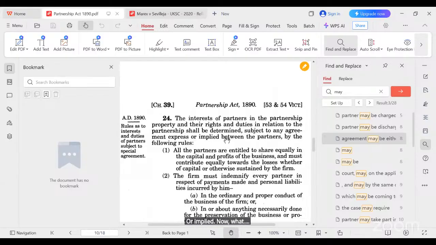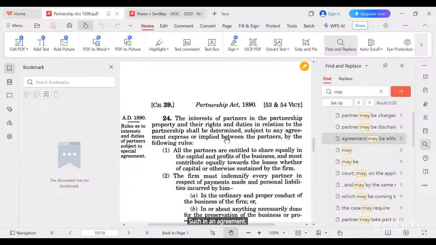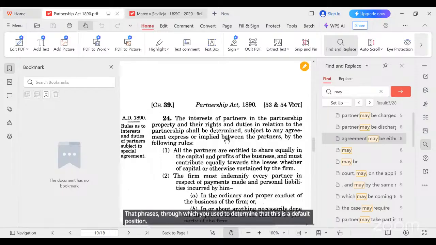Now, what I have not taught you is that now that we understand the nitty-gritty of default provision and the components of those provisions and their uses and their significance, how do you identify such in an agreement? There are phrases that are used, except a contrary intention appears. They are empowering you. Those phrases are how you determine that this is a default provision, the one that is empowering you, and the means through which you can make that change possible.